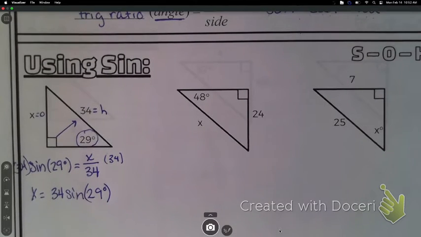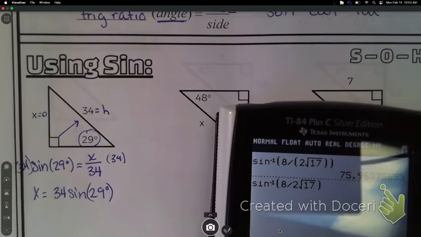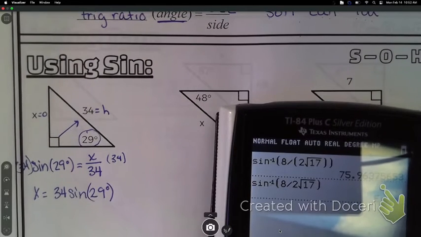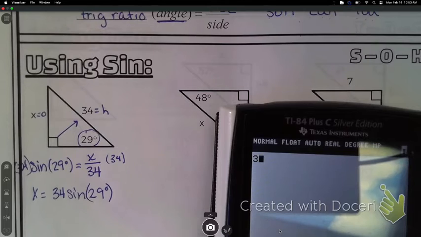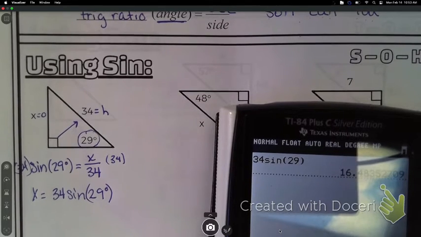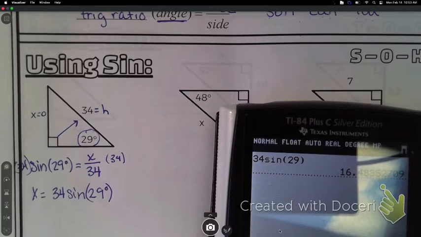Okay, so I put 34 sine of 29 in my calculator. So 34 sine of 29. You all should get 16.5. Or not degrees, just 16.5. Make sure you're getting it.